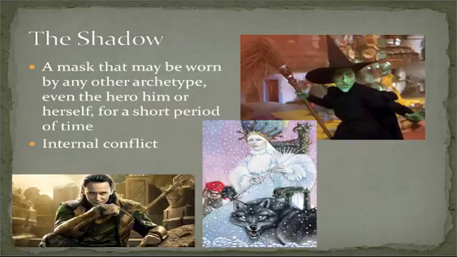The shadow is a mask that can be worn by other archetypes, maybe even by the hero, him or herself, for a short period of time. We get into a hero versus self type conflict. Isn't the hero wearing their own shadow mask? Aren't they in struggle with themselves? Again, that concept of the archetypal mask that can be passed around, the idea of internal conflict.